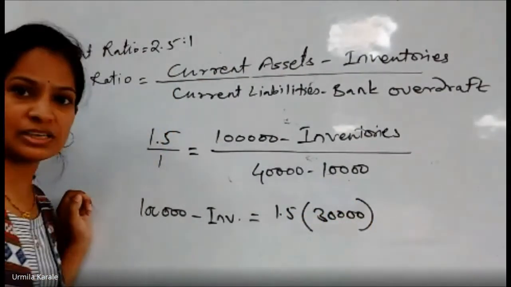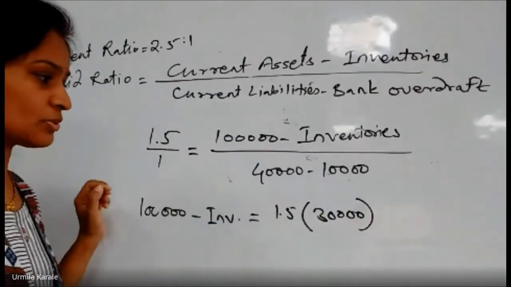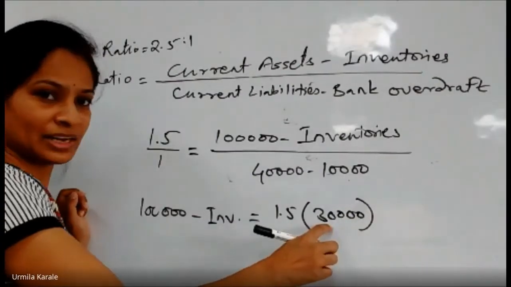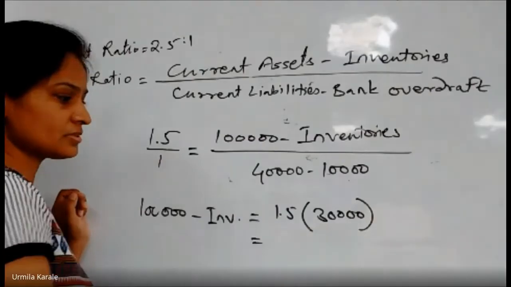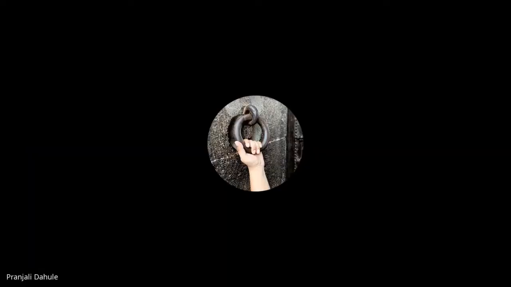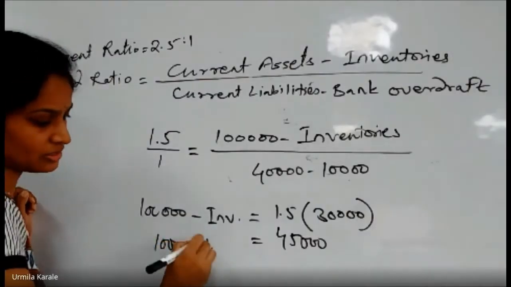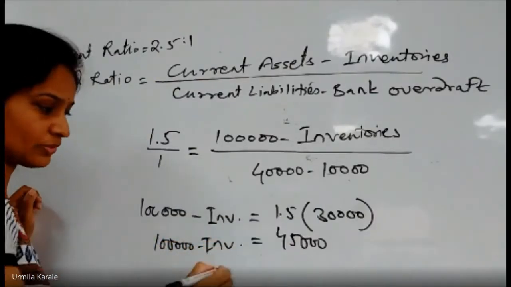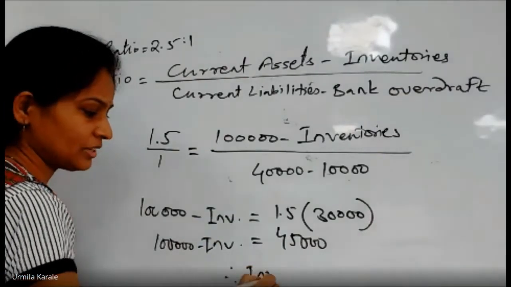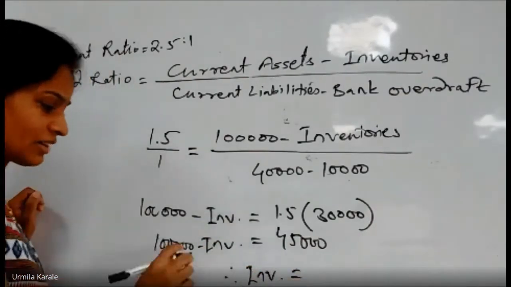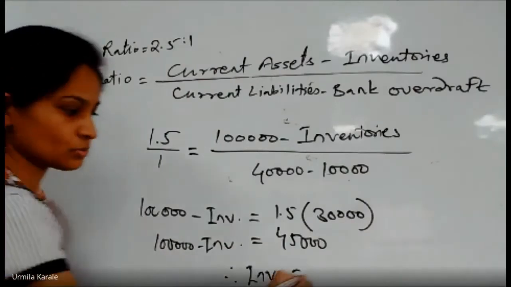Okay, now the equation is here. What do you have to do? This into this, if you do the calculation, how much is it? 1.5 into 30,000, 45,000. Now 1 lakh minus inventory comes to 45,000. Now can you tell me the inventory value? 1 lakh minus 45,000, so 55,000.